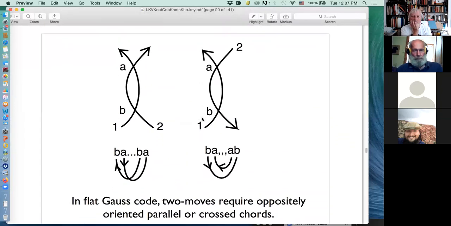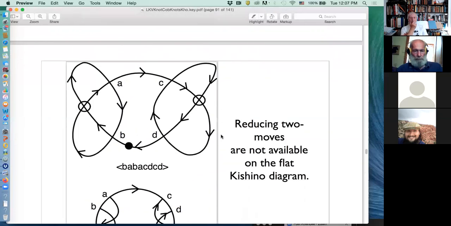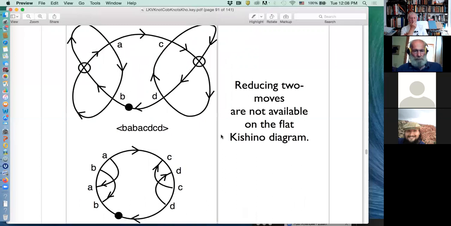If you want to make sure about the second Reidemeister move, then notice what it is in Gauss code. In Gauss code, you are going along and you have B and then you have A immediately. And then after a while, you have B and then you have A immediately. Or you're going along and you have B and then you have A. And then after a while, you have A and then you have B. And in the Gauss code, that means you have two crossed chords like that. And these crossed chords are adjacent to one another at their ends. So if that occurs, then you have a Reidemeister 2 move. And then you can examine things like the Cascino diagram and see that indeed there aren't any moves that you can do.